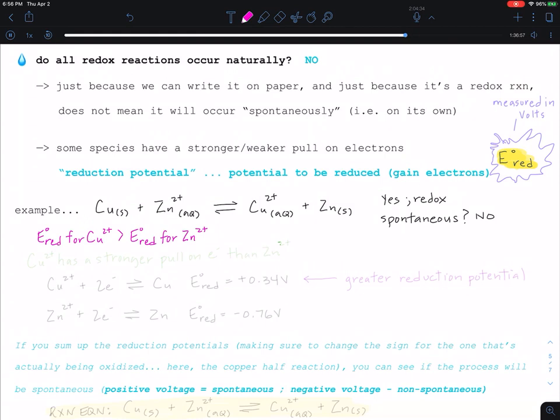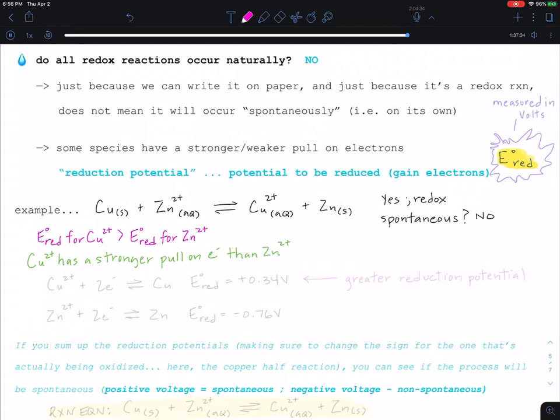So what's going on here? Well, this says right here that this has a stronger pull on electrons than zinc 2+. See that little arrow right there saying this could go in either direction? Well, you know what direction it's more likely to go in? The reverse direction. Let's draw this out.